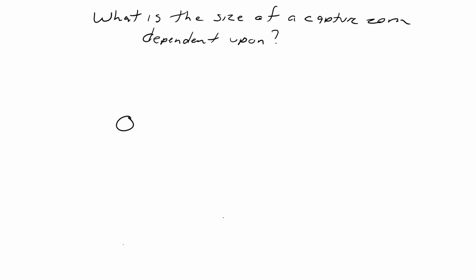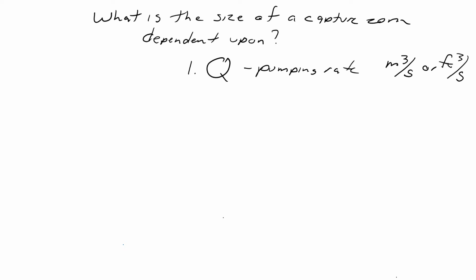So we know right from the start that the capture zone is going to be dependent on the amount of pumping. So pumping rate, which we measure in cubic meters per second or cubic feet per second. What else would affect the size and shape of the capture zone? Recharge, okay? The more it recharges, the smaller your zone is going to be because there's more water getting into it. What else?